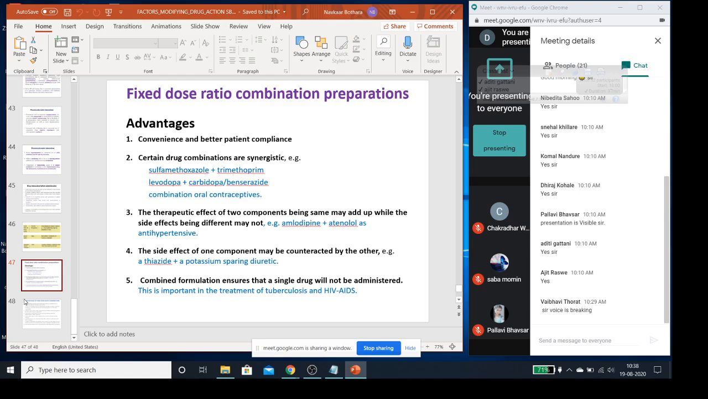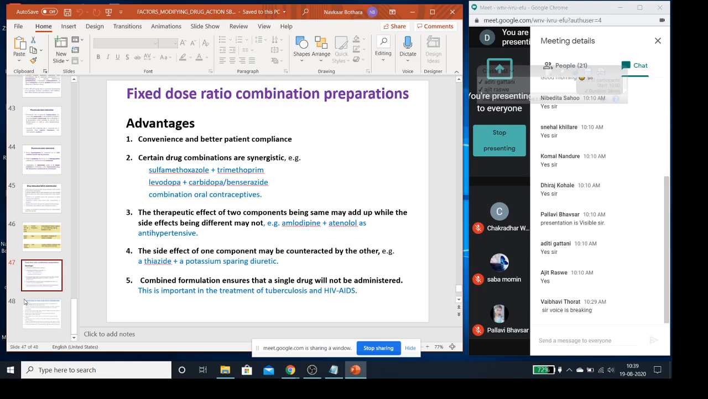Okay. Then certain drug combinations are synergistic. There are many such synergistic combinations available, and they are always given in that combination. An example of this is the antibacterial agents sulfamethoxazole and trimethoprim. Usually they are always combined. Then levodopa and carbidopa, or levodopa and benserazide, they are always combined. Then oral contraceptives are available in combinations.